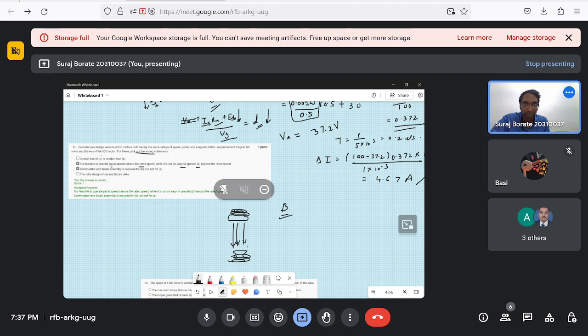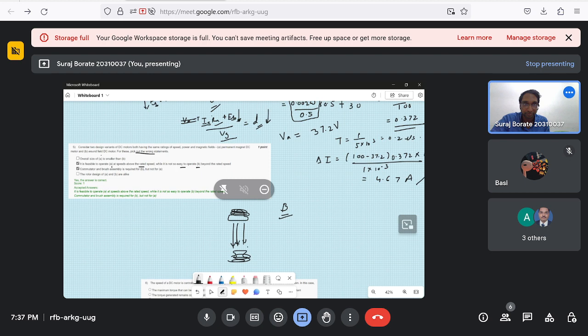Any other doubt? Yeah. So let's go on to the last theory question, and then we have some more numericals.